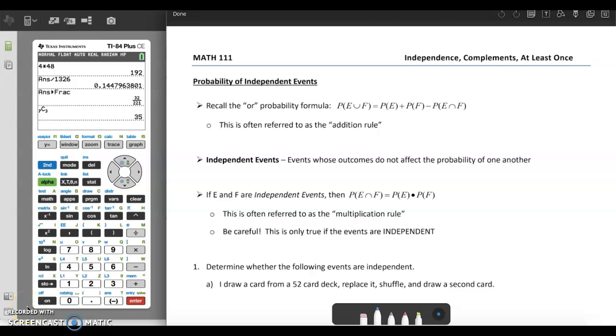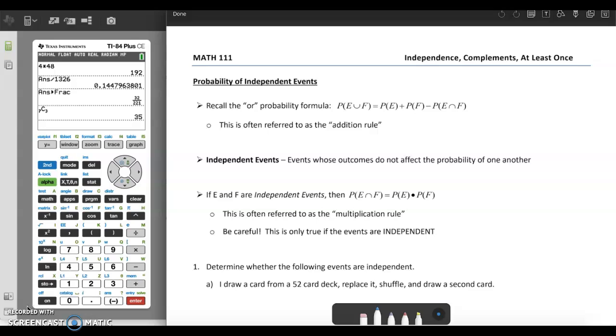In this lesson, we're going to be covering independence, complements, and at least once probabilities. As a reminder, first recall the OR probability formula, where if we're finding the probability of the union of events, we add the probabilities of the two events, and then we subtract out any overlap or any intersection probability that they may have. This is often referred to as the addition rule, since that is how you perform the calculation. We add.